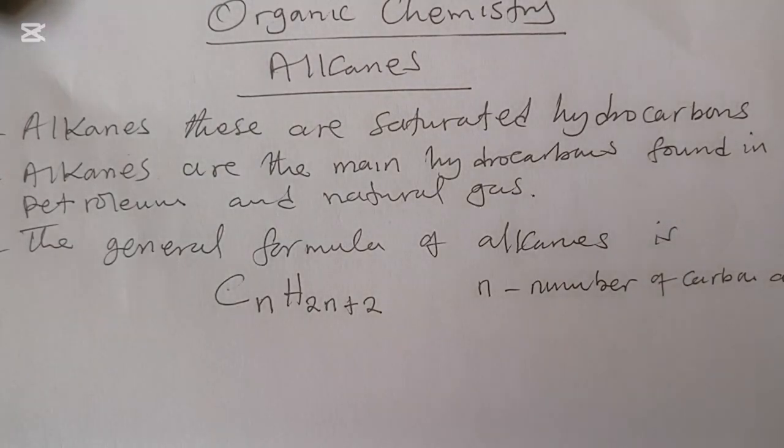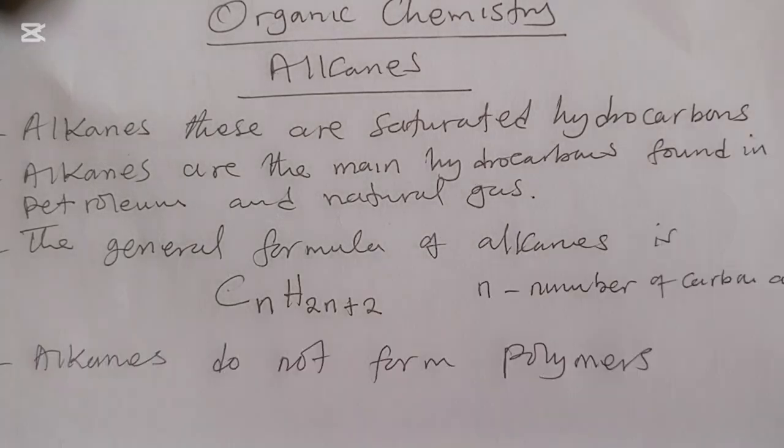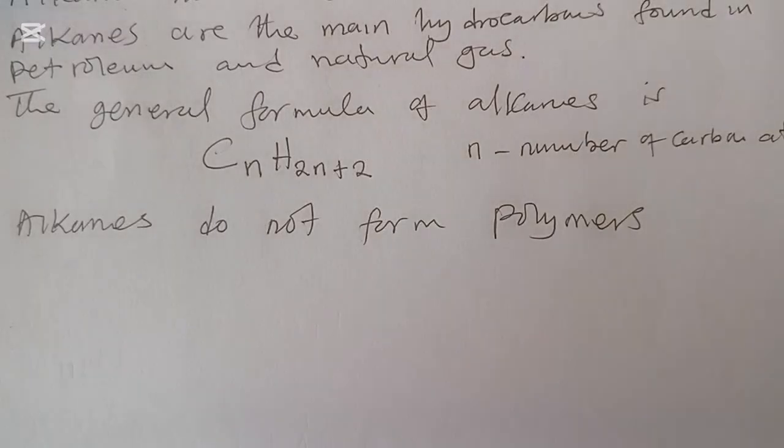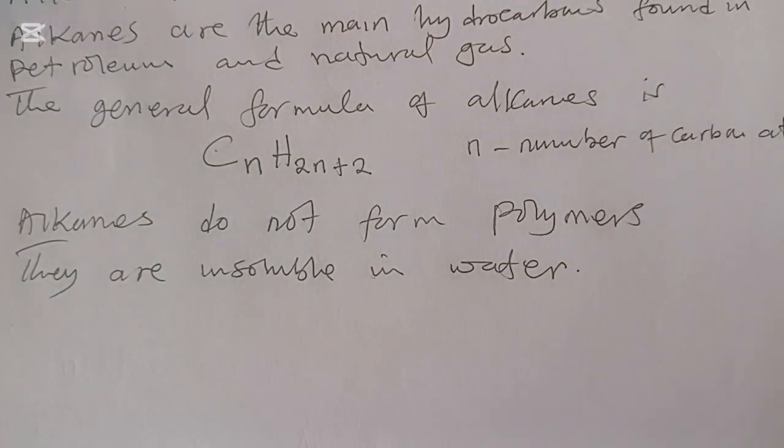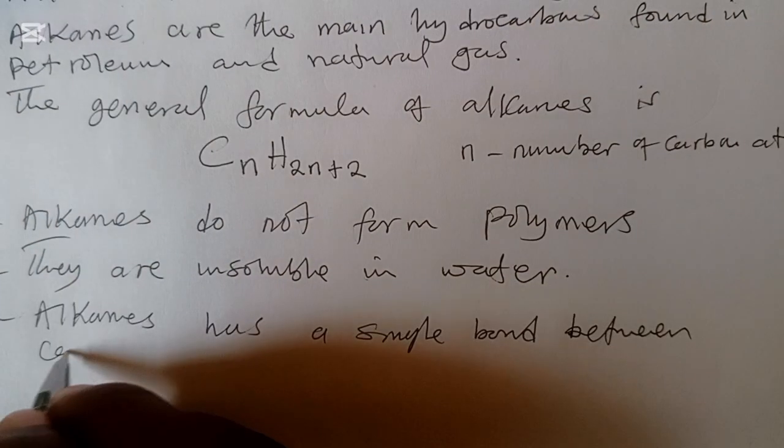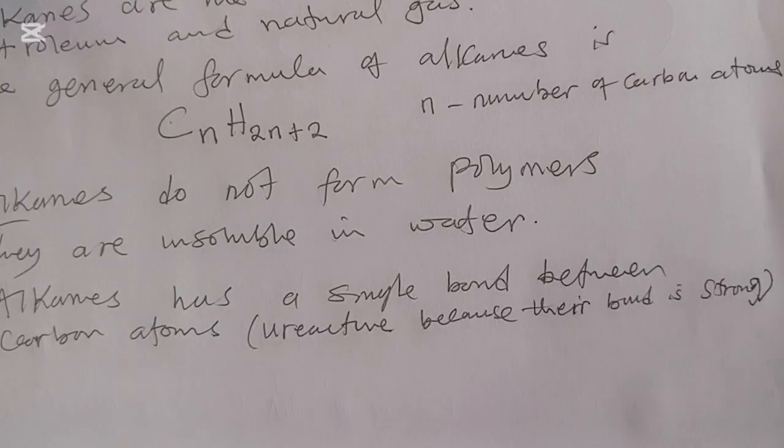So the alkanes, they do not form polymers. Then alkanes, they are insoluble in water. Alkanes, they've got a single bond between carbon atoms. That's why they are called saturated hydrocarbons. They are unreactive, because their bond is strong. So that makes them unreactive.